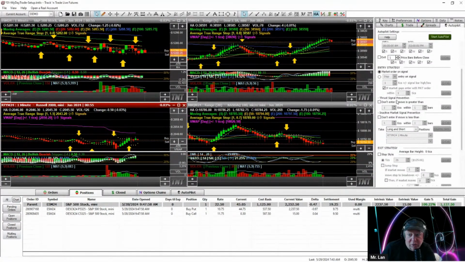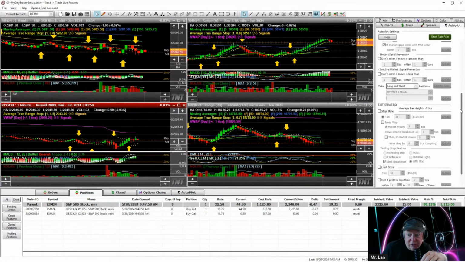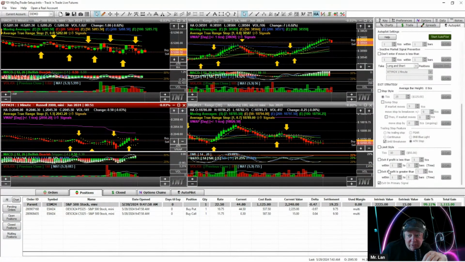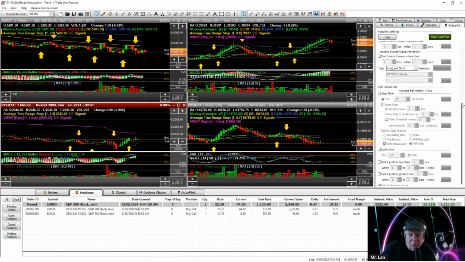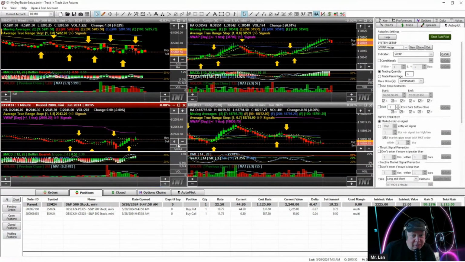So we're going to do market order on entry and everything else is turned off. Everything is turned off except for exit on primary signal. And we're just going to turn that on. So what it does is the VWAP, well, I got to set the VWAP up.